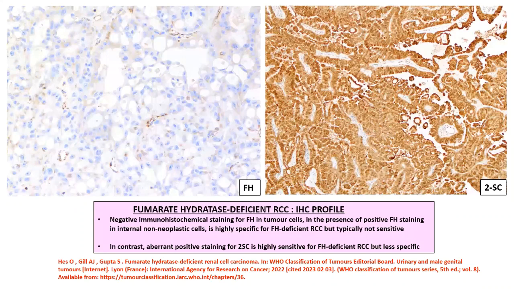However, irrespective of the histological architecture, the fact that binds all these tumors together is that there is a loss of expression of fumarate hydratase in the tumor cells, while there is an abnormal upregulation of the 2-succinylcysteine protein. So loss of fumarate hydratase, loss of FH, and upregulation of 2SC is an important diagnostic feature of the family of fumarate hydratase deficient renal cell carcinoma.